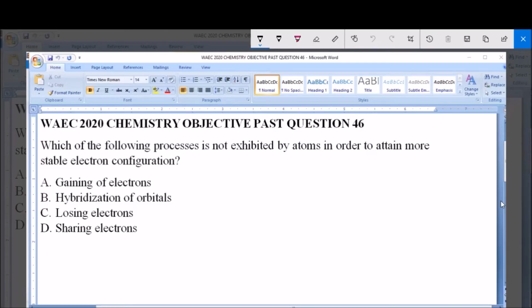Hello and welcome. I'm going to be answering WAEC 2020 Chemistry Objective Past Question 46. Which of the following processes is not exhibited by atoms in order to attain more stable electron configuration?